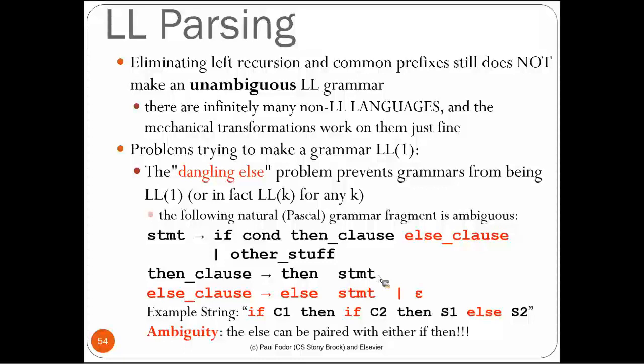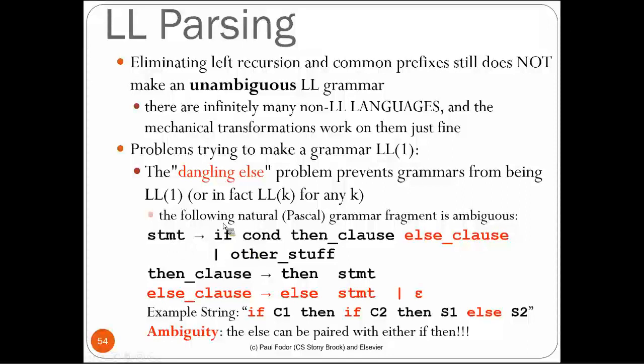One example is the dangling else problem. Basically, it prevents grammars from being LL1, in fact LLK for any K, because we have ambiguity in parsing. Let's take a look at the following grammar. This grammar is a grammar for if statements.